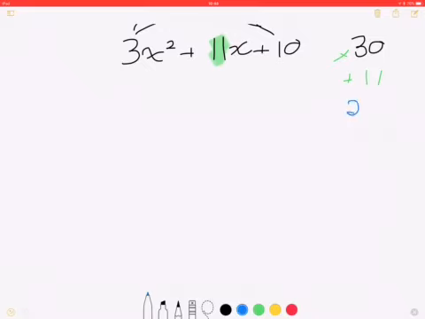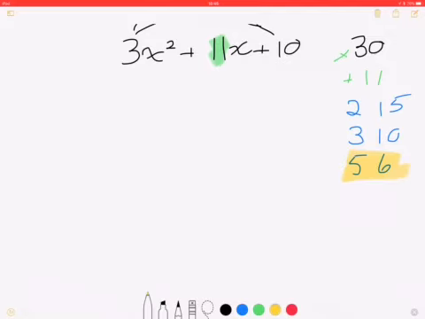I've got 2 and 15. No, that doesn't. That adds to 17. I've got 3 and 10. Okay. Does that add to 11? No, it doesn't. 4 doesn't go in. Oh, 5 does. So I've got 5 and 6. And that actually is my combination, because 5 and 6 multiply to give 30 but add to give me 11. So those are my choices.